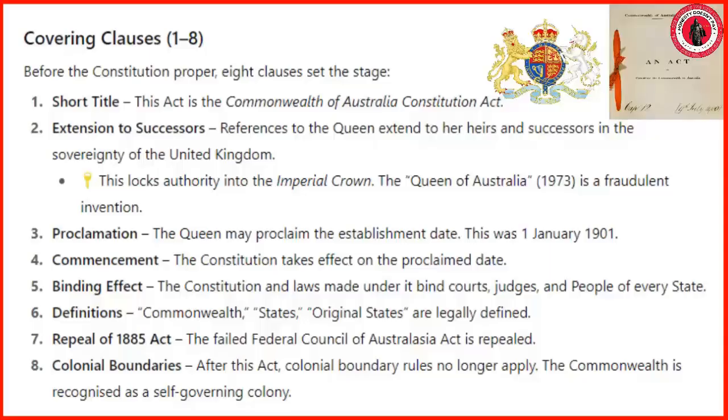7. Repeal of 1885 Act. The failed Federal Council of Australasia Act is repealed. 8. Colonial boundaries. After this Act, colonial boundary rules no longer apply.